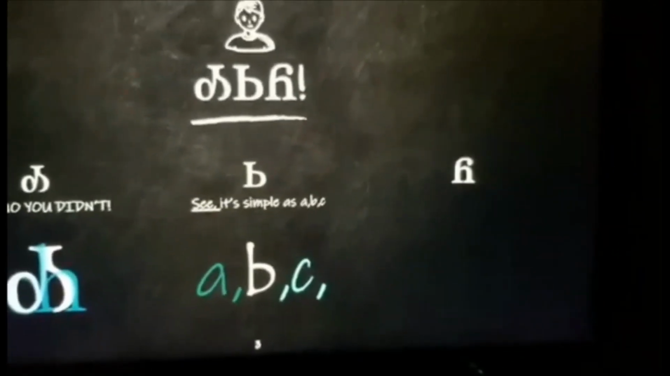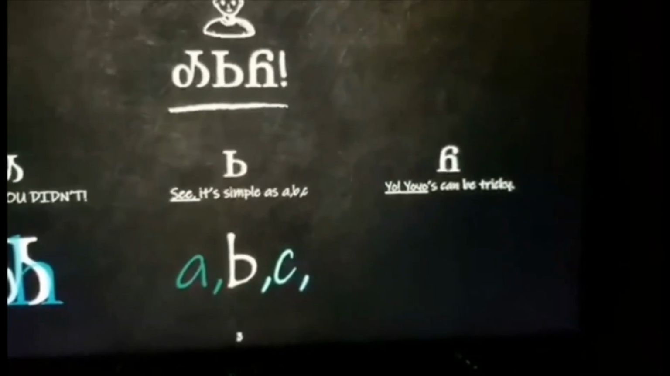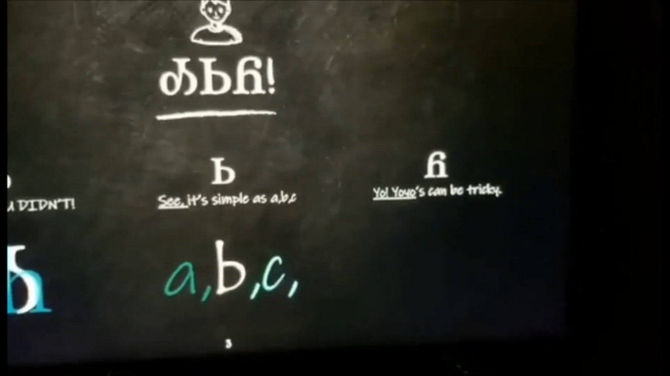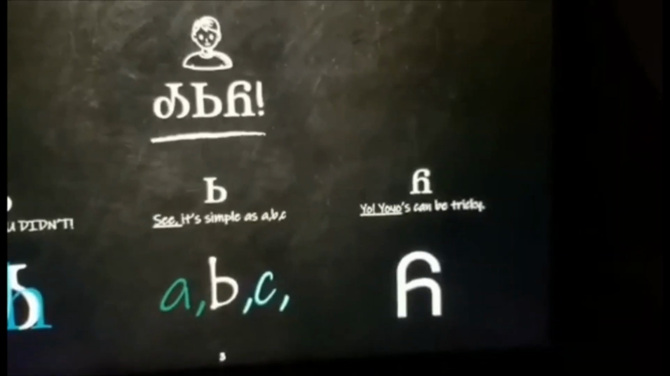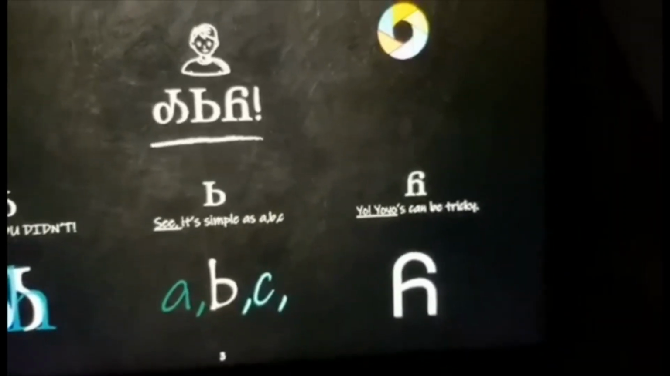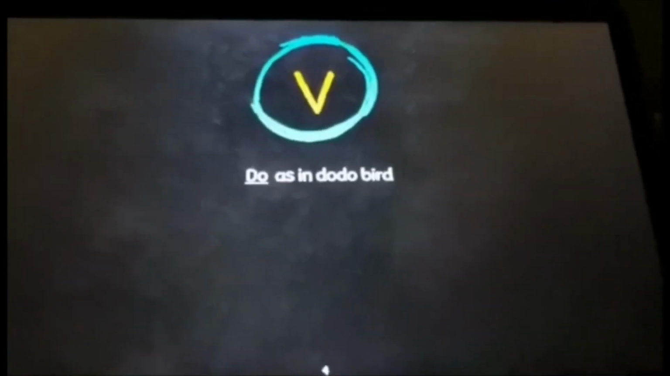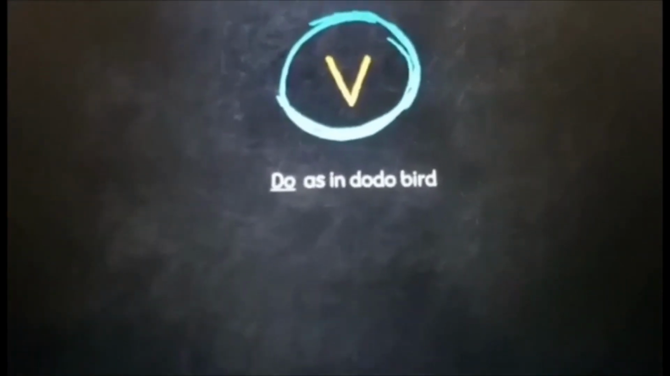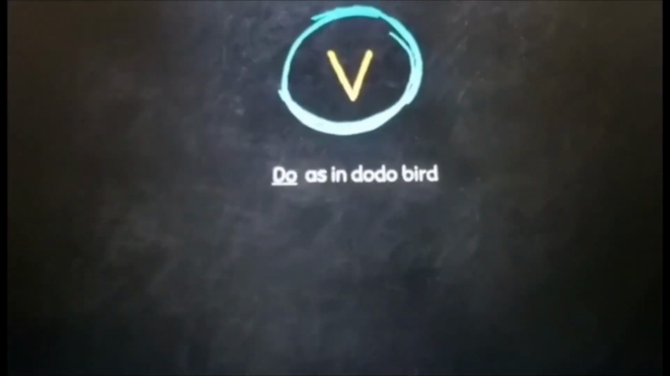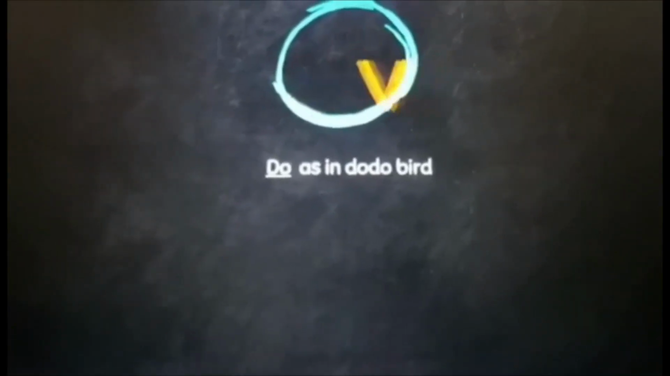And yo-yos can be tricky, which I don't know about you, but yeah, that's the case. So with yo-yo, I always think of a yo-yo. Real quick, I told you that do represents the sound dodo bird. So do, that's how I remember, is the beak of the dodo bird.